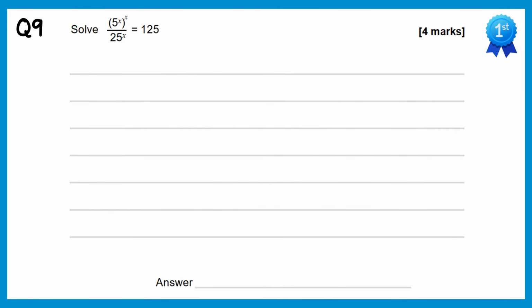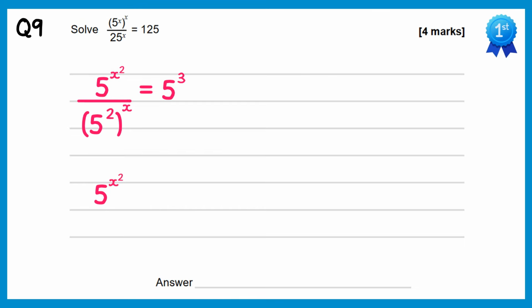For this question, we have lots of powers of 5. On the top, we have the bracket to the power law, so we can multiply x by x, so we have 5 to the x squared. On the bottom, we've got 25, which is 5 squared, so it's 5 squared to the power x. And on the right-hand side, 125 is just the same as 5 cubed. Now we can tidy up on the bottom with the bracket to the power law, 2 times x is 2x.